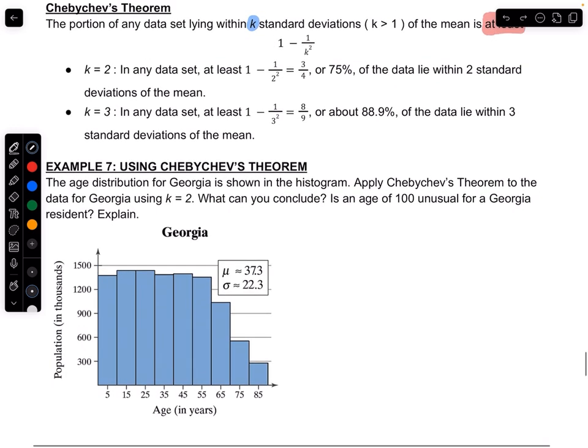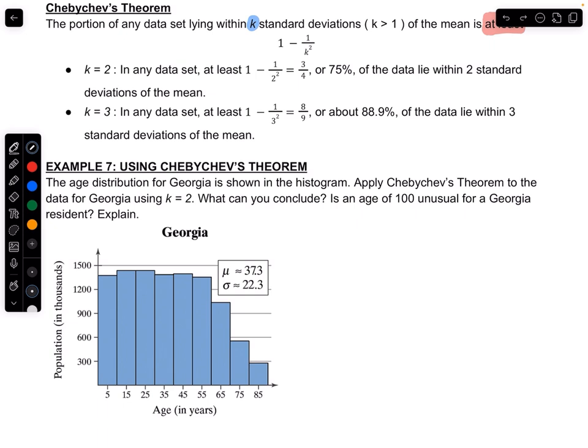Example 7 says the age distribution for Georgia is shown in the histogram. Apply Chebychev's theorem to the data for Georgia using k equals 2. What can you conclude? And is an age of 100 unusual for a Georgia resident? Explain. Okay, so let's start by calculating using Chebychev's theorem.